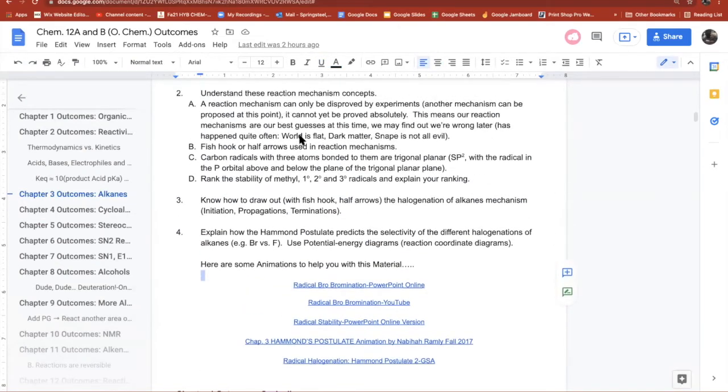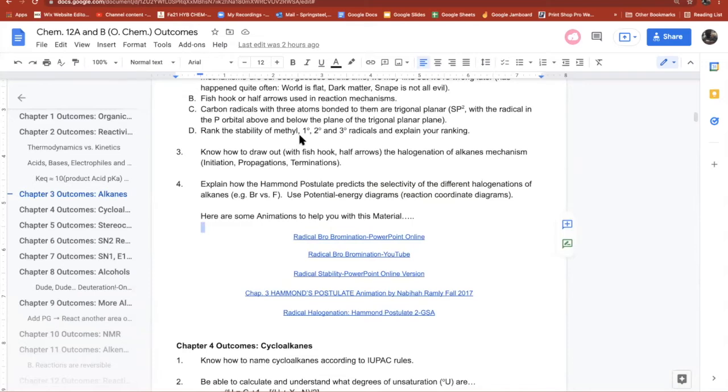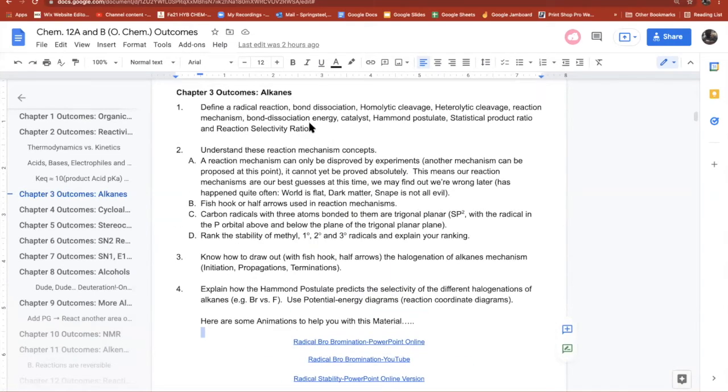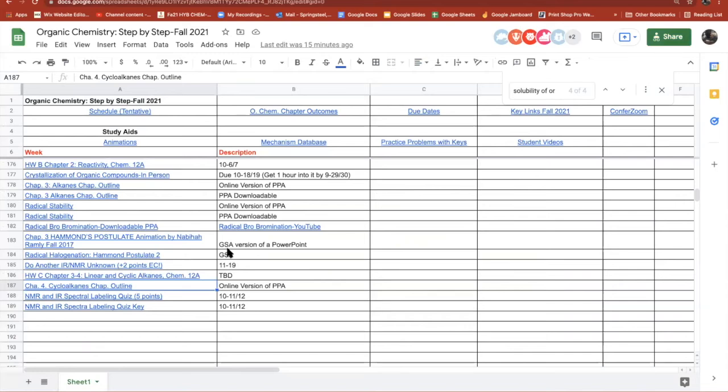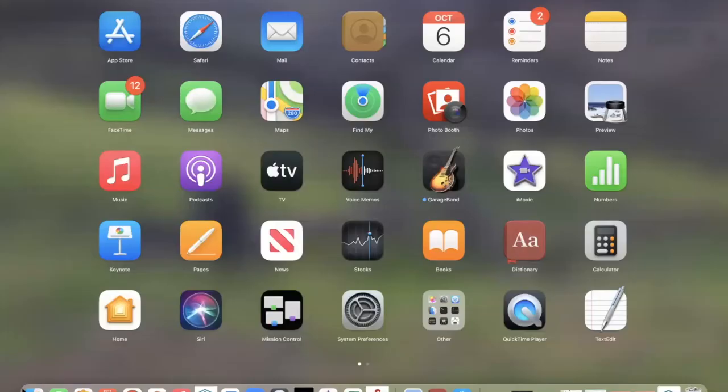So in chapter 3, we're doing the radical halogenation of alkanes. Chapter 3 is basically like one reaction, and Hammond postulate. So let's review our radical halogenation of alkanes real quickly with our bromination PowerPoint. I'm going to bring it up on my end.